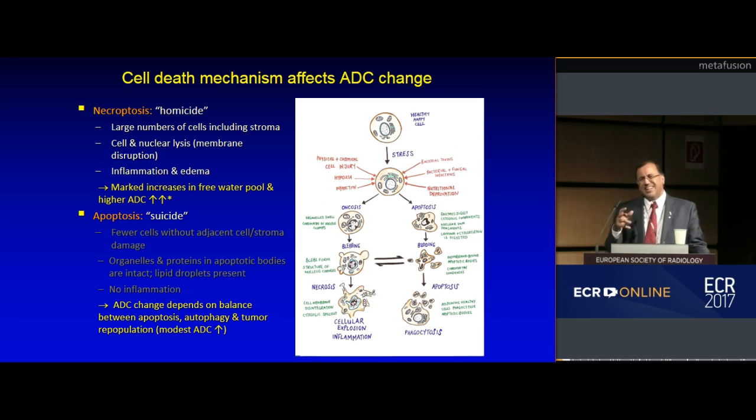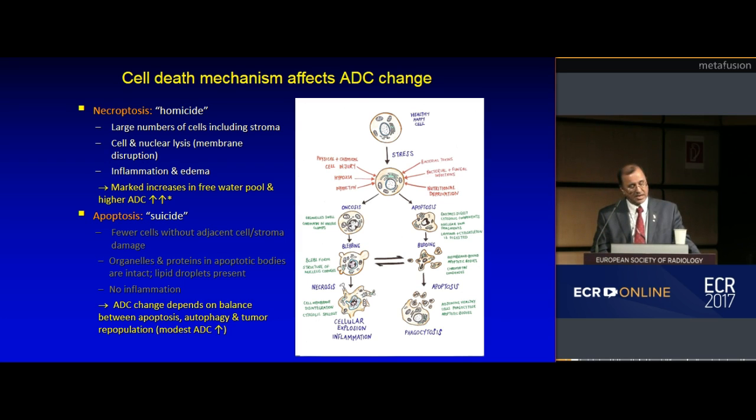Now, the way you kill cells depends on the biology of the tumor. So if you kill cells with chemotherapy, it's like homicide, right? You kill loads of cells. You take a big gun, shoot into a crowd, loads of people die, right? That's chemotherapy. And that causes a very different picture to apoptosis.